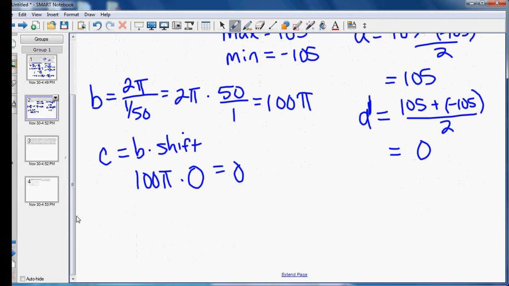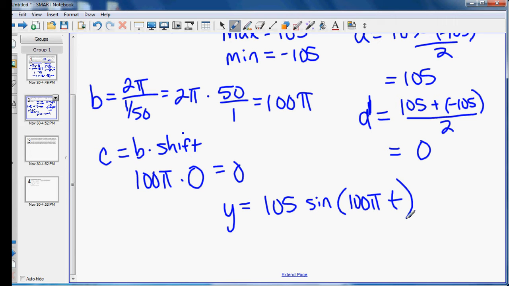So we can write our equation as 105 for the amplitude. You can use sine or cosine. It didn't specify and we don't know where we're starting, so either one's fine. Of 100 pi t. Please don't forget that variable. We don't have a D because that ended up just being 0, and we don't have a C because we didn't have any information about a shift.